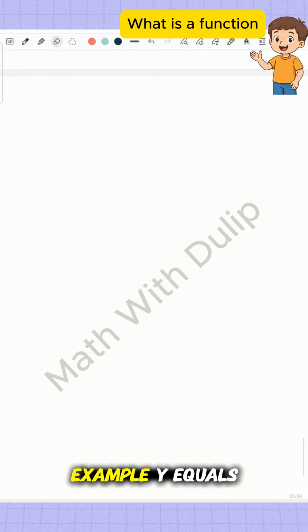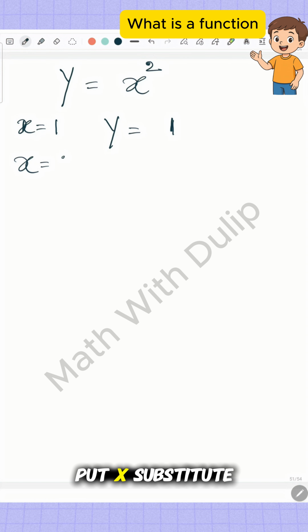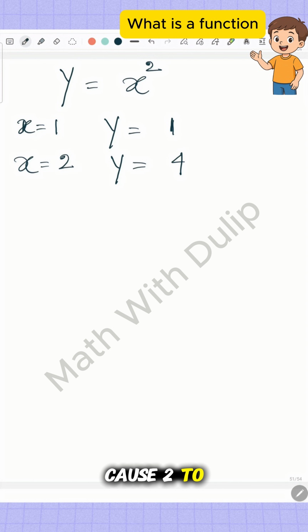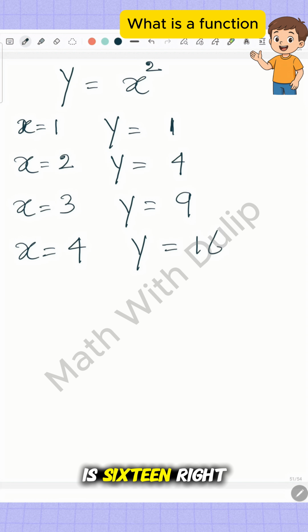Look at this example. y = x² is a function, since there is only one y value for every value of x. If you put 1 for x, y is going to be 1. If you substitute 2 for x, y would be 4, because 2 to the power 2 is 4. If you substitute 3 for x, y is going to be 9. If you put 4 for x, y is 16, right?